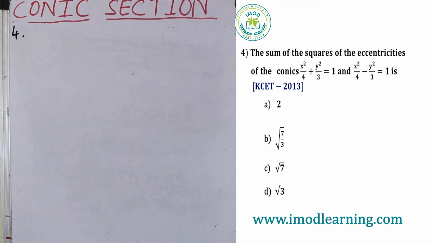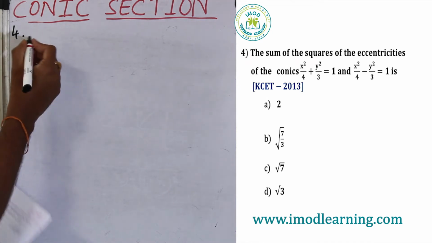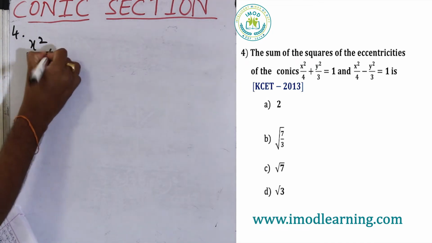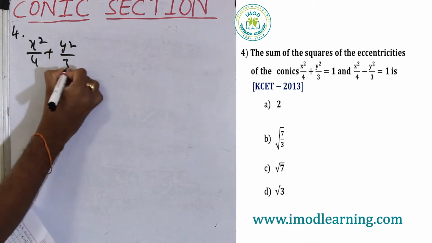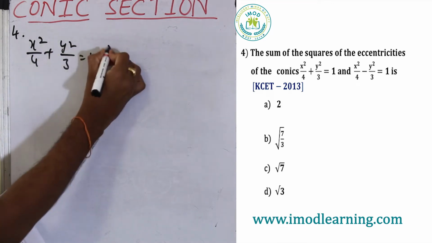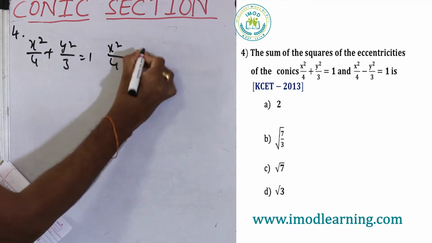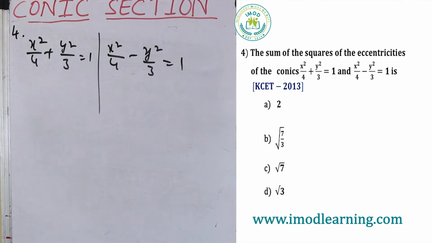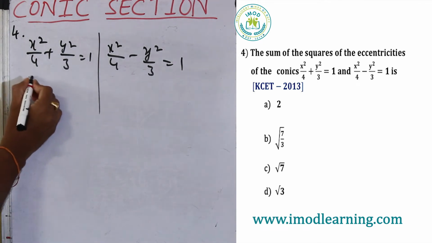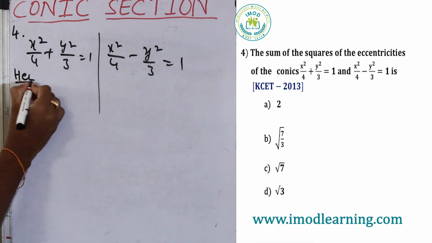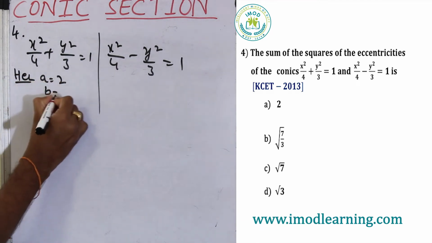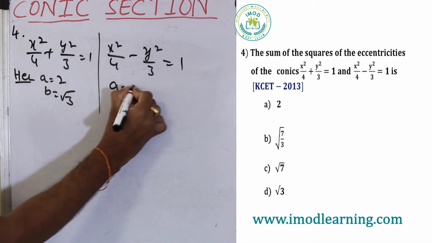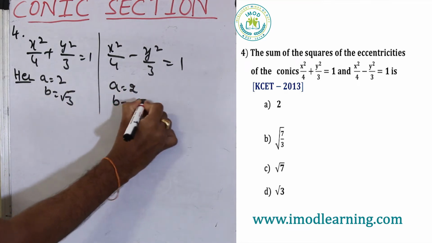Question number 4. The sum of the squares of the eccentricity of the conics. The conics given are x square by 4 plus y square by 3 equal to 1, and x square by 4 minus y square by 3 equal to 1. So here a is equal to 2, b is equal to root 3. Similarly, a is equal to 2, b is equal to root 3.